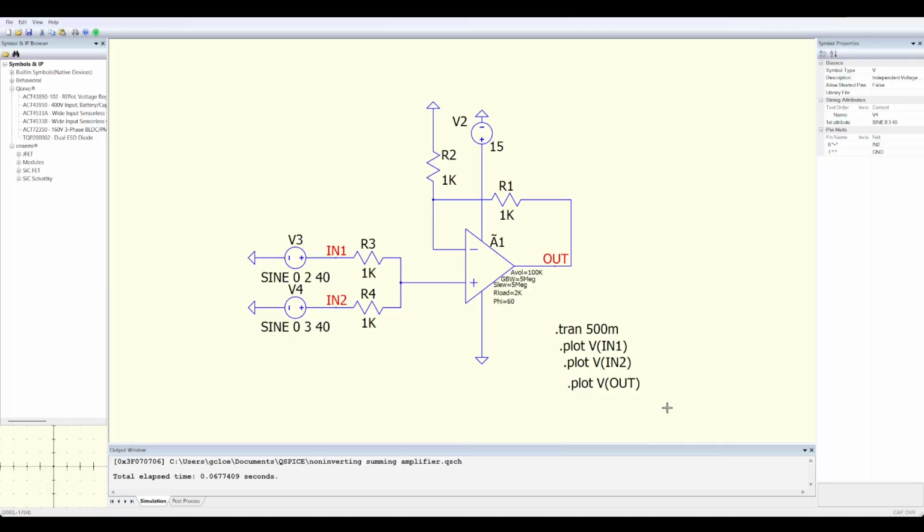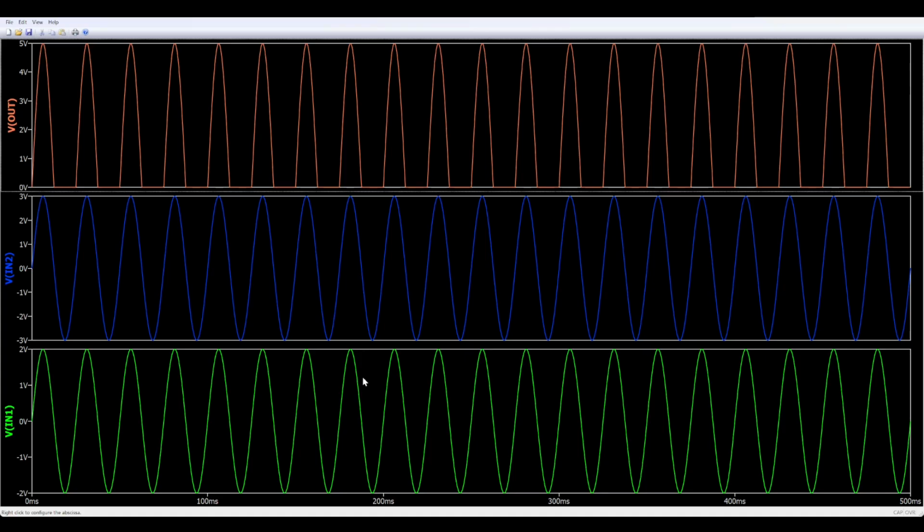All right, I've made a little bit of a change to the circuit. So we're doing both 40 hertz on each sine wave. So let's take a look at what that looks like. All right, so one input is 2 volts, 2 to negative, one is 3, 3 to negative, and our output is just 5 volts because again, we're dealing with a single supply LM324.